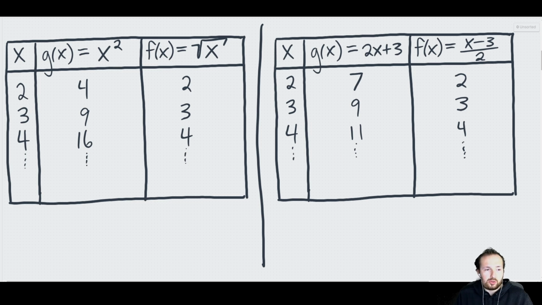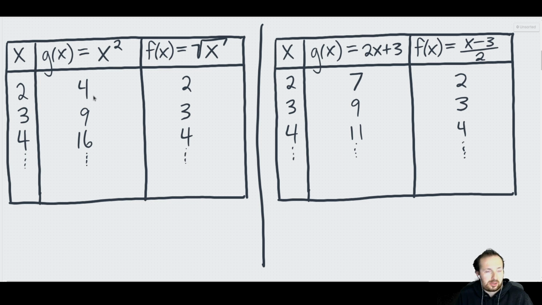So here you can see that in these tables, we have examples of inverse functions. If we're starting out, we have x squared and square root of x. Now, how does this work? Basically, the idea is that as we plug in a certain input, so in the first case, if we plug in 2 to the function x squared, obviously we get out 4.